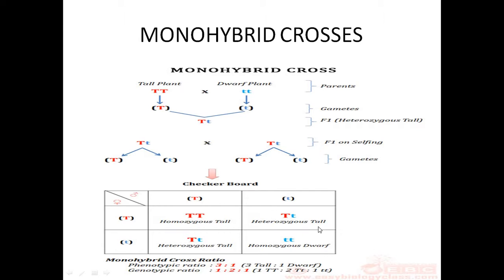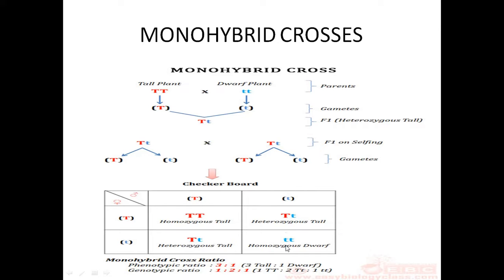Heterozygous tall. So we call the tall character the dominant character. Here also, capital T small t, it is heterozygous tall. Tall here is the dominant character. It is only expressed in the F1 generation. That's why the tall character is the dominant character, and the other one which is not appearing, the dwarf character, is the recessive character.